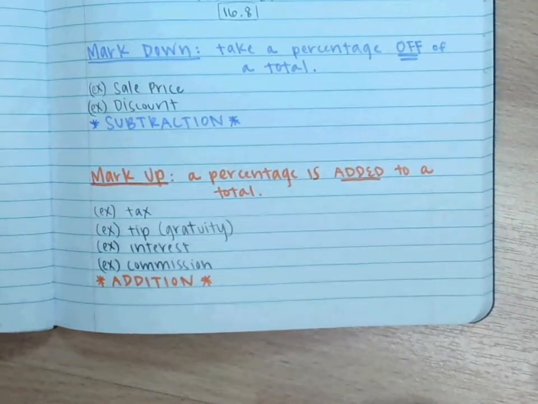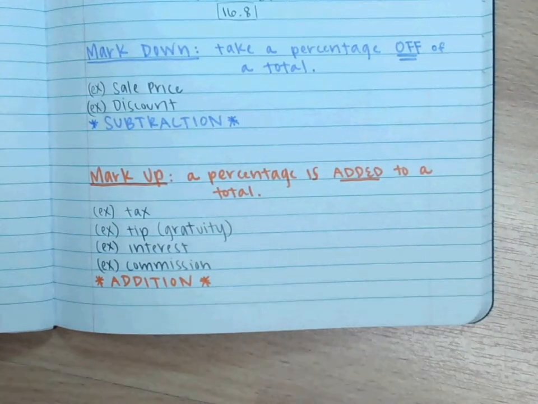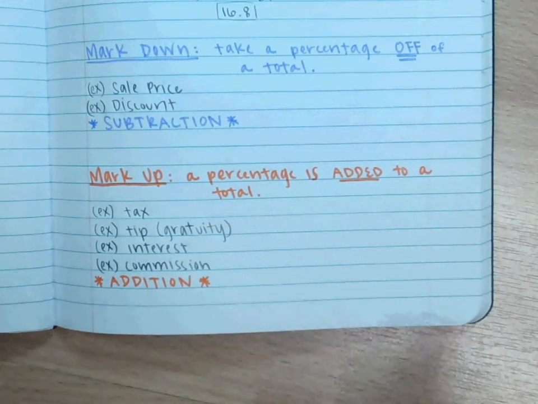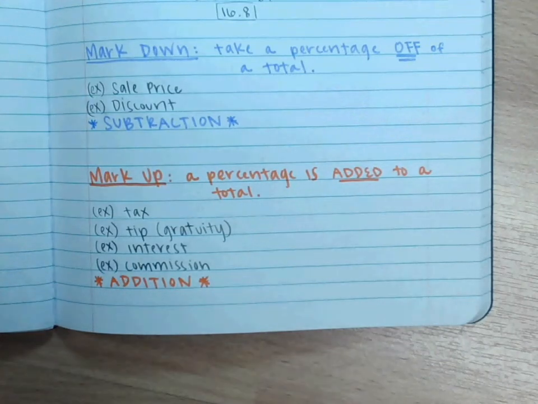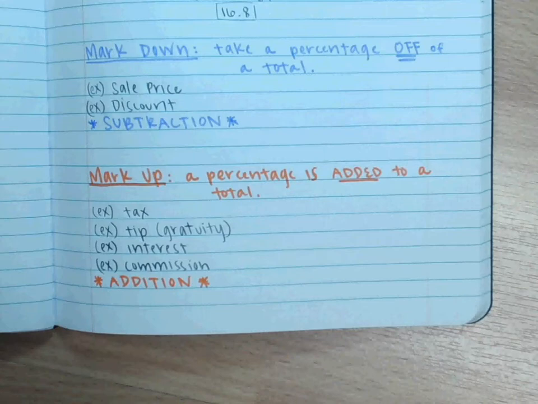So a markdown, we use subtraction. A markup, we use addition. Now, what I would like you guys to do is do the check-in. There's 4 questions. All 4 of them are just having you recognize whether the situation is a markup or a markdown. Will you use subtraction and take away a percentage from that price, or will you use addition and add money or a percentage to that price?